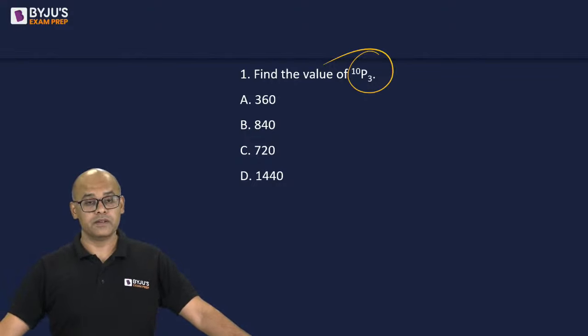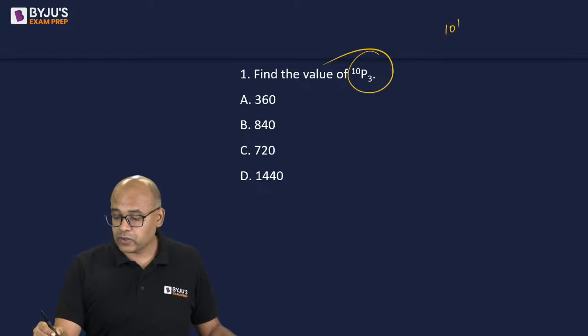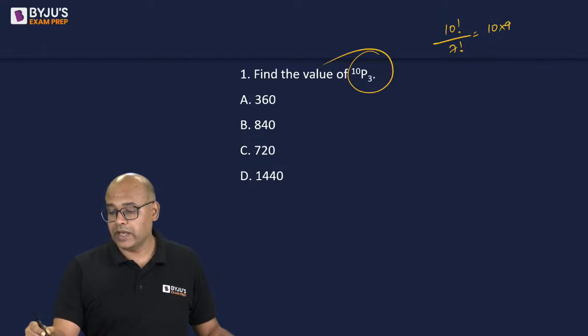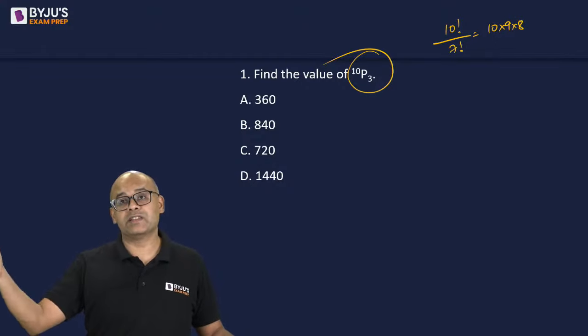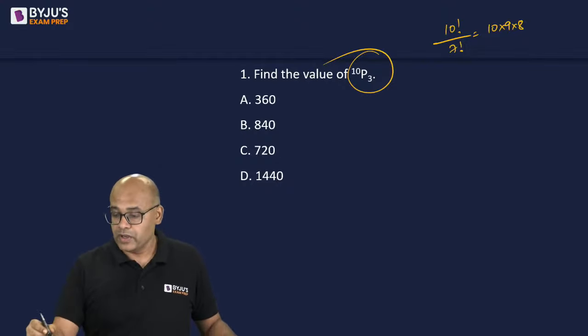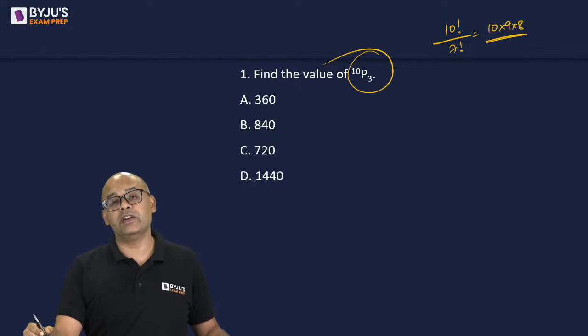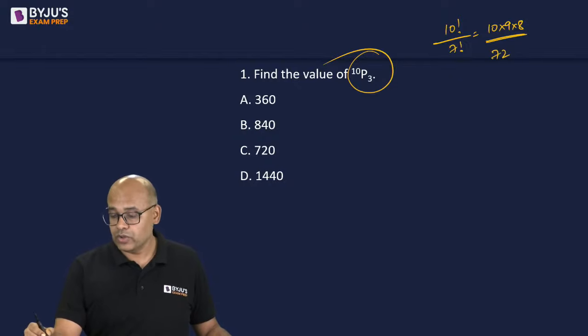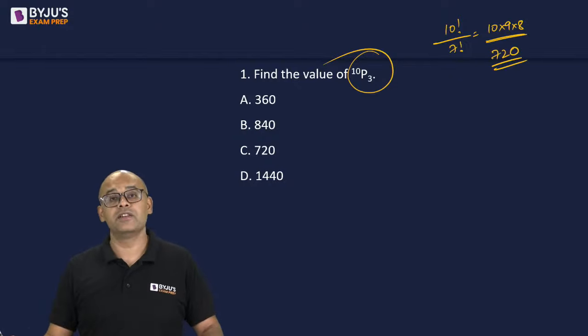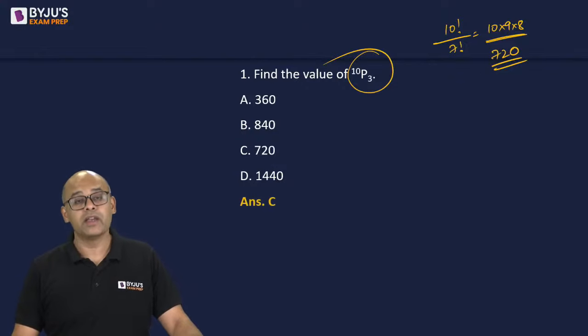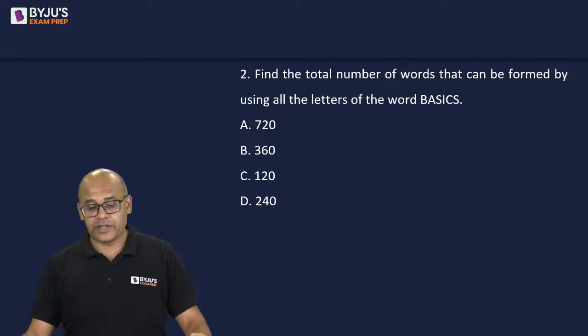Yes? What is the 10P3 formula? 10 factorial by 10 minus 3, 7 factorial. So this is 10 into 9 into 8, because the remaining 7, 6, 5, 4, 3, 2, 1 gets divided by 7 factorial again. So that's gone. So 10 into 9 into 8: 8 9s are 72 plus a 0, 720. Okay? Very simple.